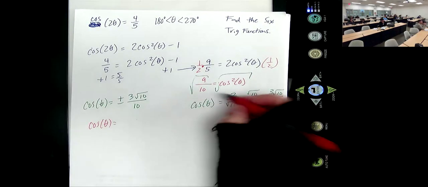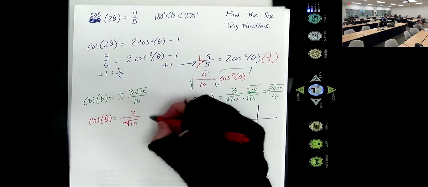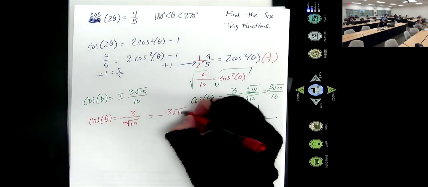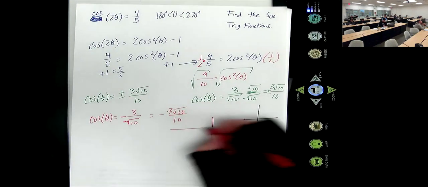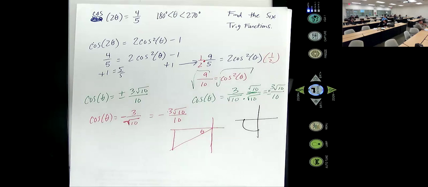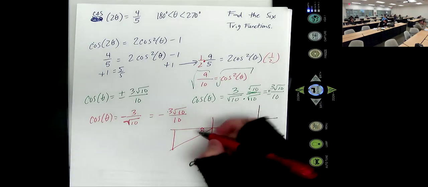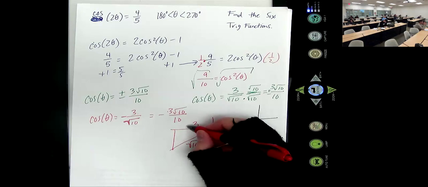You know what, I'm gonna use the 3 over root 10 for now, because it might be easier to make the triangle with that. I'll show both. If I'm gonna make that triangle here, I'm making a reference angle with the x-axis. Cosine is adjacent over hypotenuse, so we'll put the square root of 10 down here, the 3 up here. And just like in the last problem, we got a negative here.